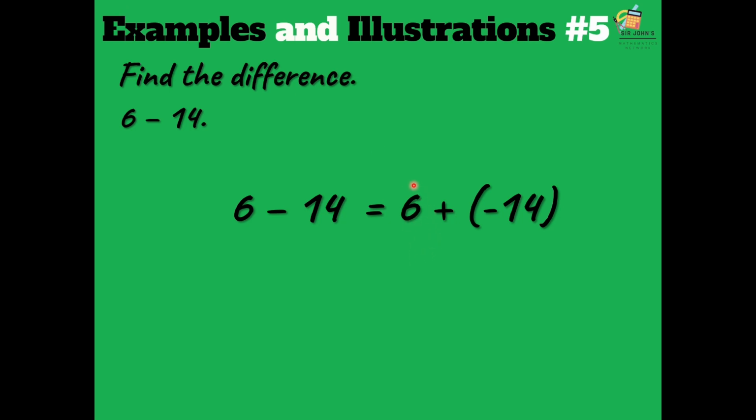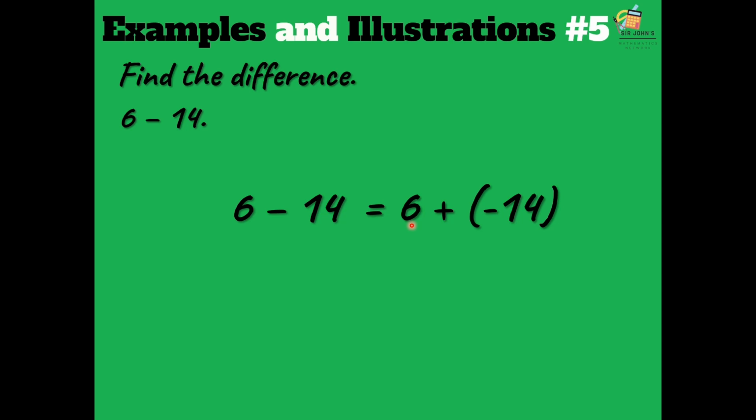So kung mapapansin nyo dito, si 6 ay positive and then si 14 ay negative. So applying the rules, magkaiba ang sign nila. So ang gagawin natin ay isusubtract natin. So, paano natin gagawin yon? Ang gagawin lang natin ay susubtract natin yung number portion. Huwag muna natin pakilaman yung sign. So, yung 14 minus 6, that is equal to 8.